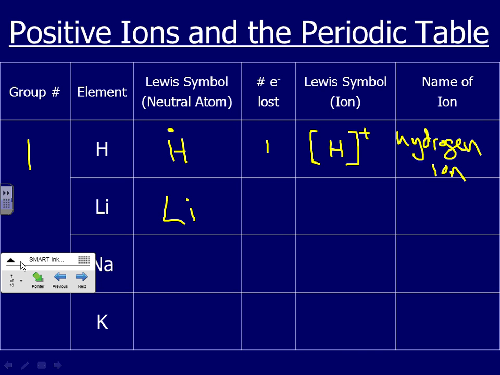Lithium. How many electrons is it going to lose? 1. We're seeing a trend here. Anybody see a trend? Anyone? Go ahead and complete all of the group 1 ions. We're not going to go into rubidium and cesium, but we could, right? But we don't need to, it's a trend. Same name.